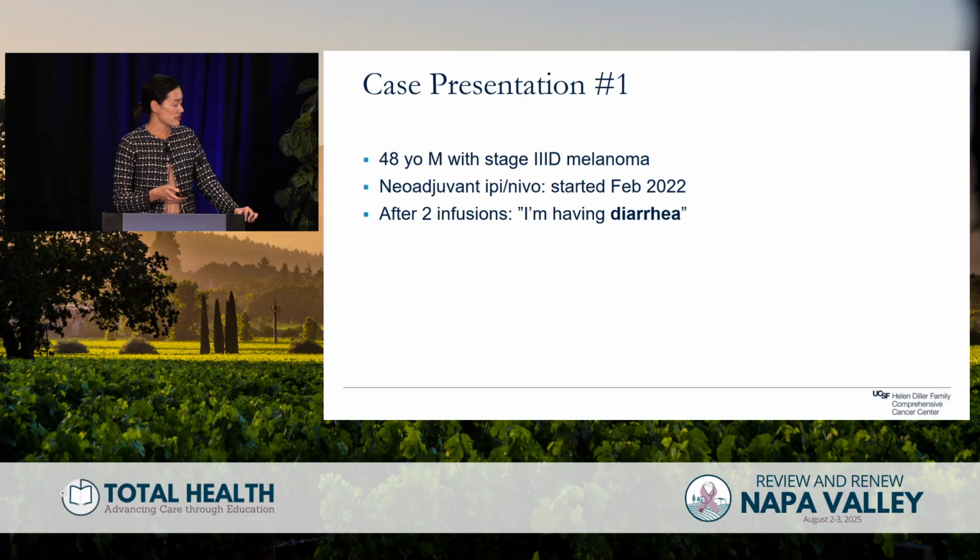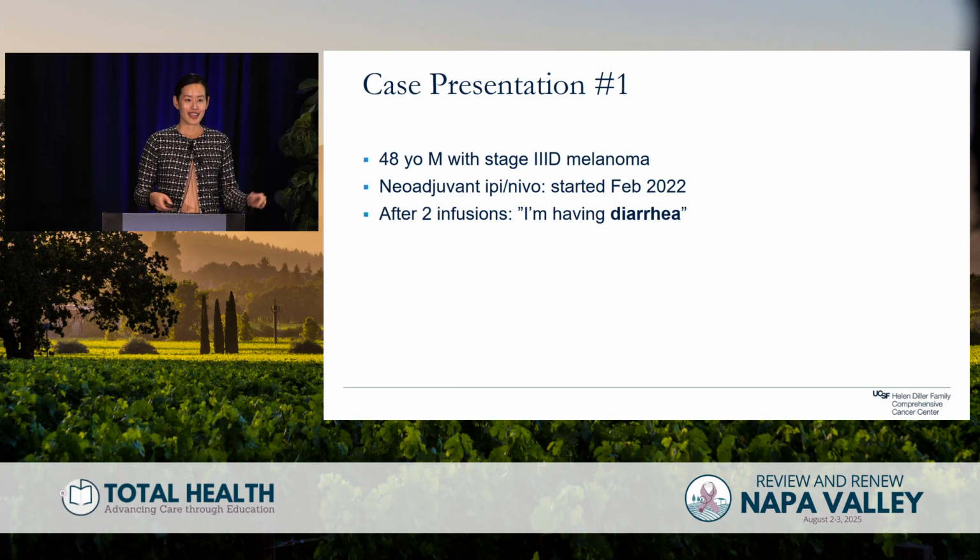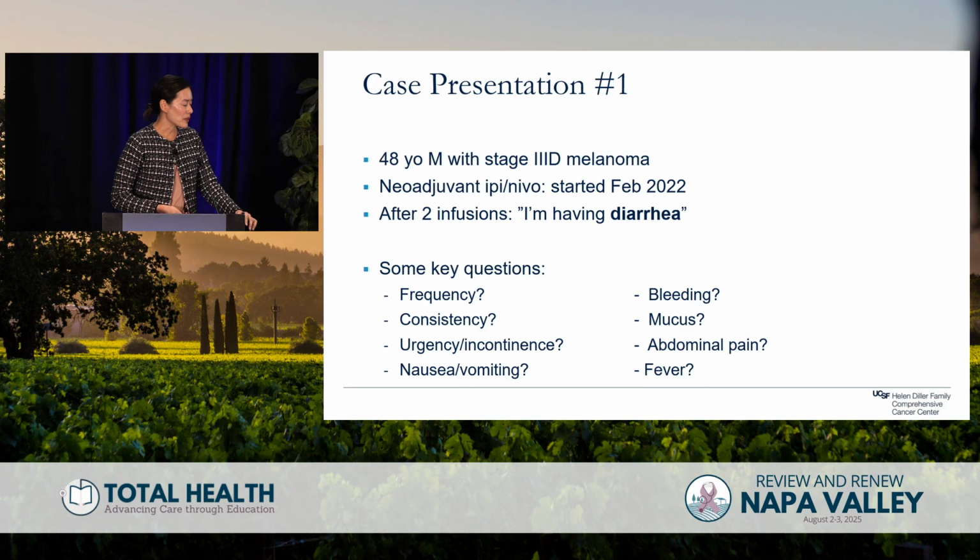So that's kind of the general schematic of things, and maybe just to illustrate that in practice, I wanted to bring up this case of a 48-year-old man with advanced stage 3 melanoma who received neoadjuvant ipi-nivo, so combination immunotherapy. After 2 doses, he calls up your clinic and says that he has diarrhea. What do you do? So I think a lot of us would probably want some more detail, right?